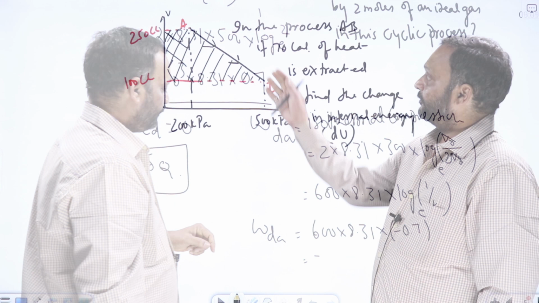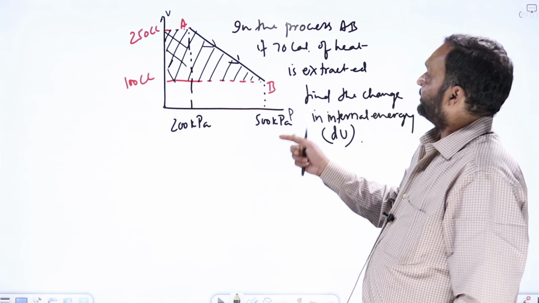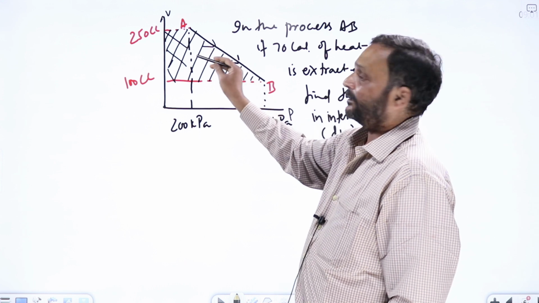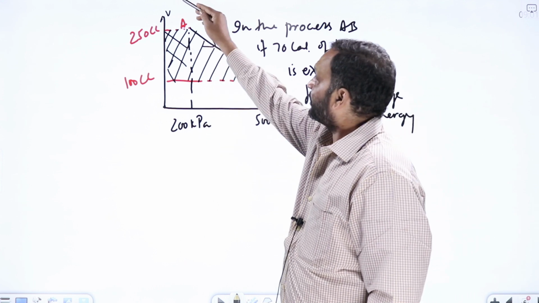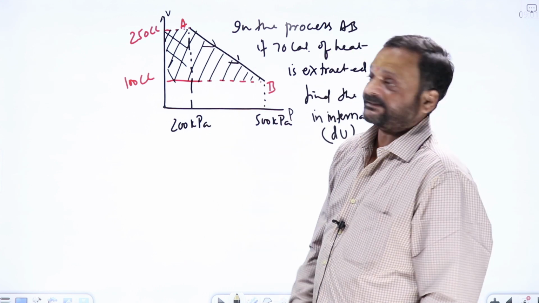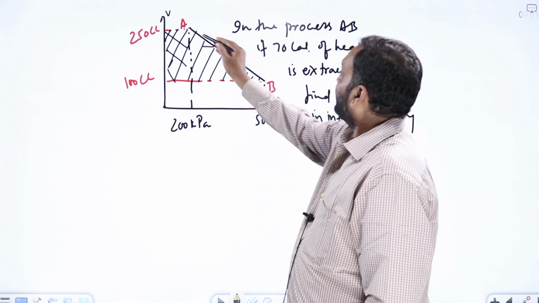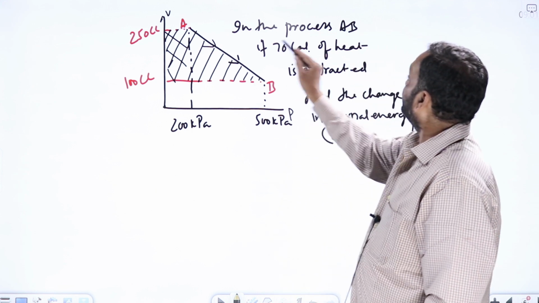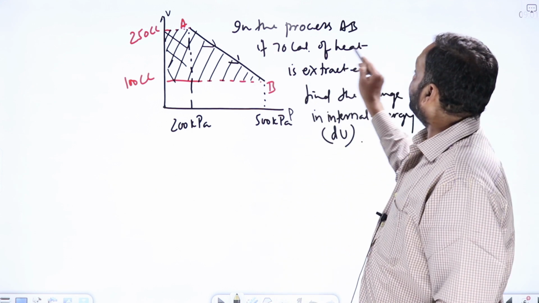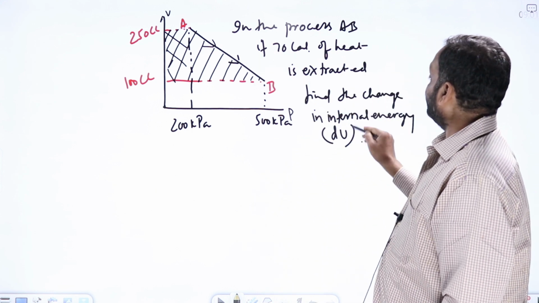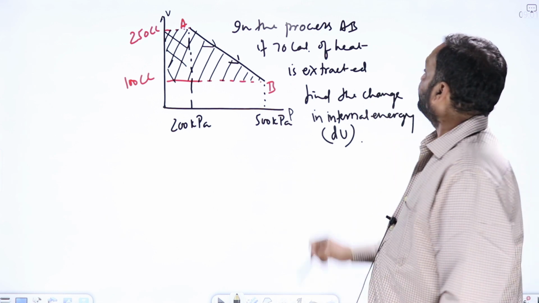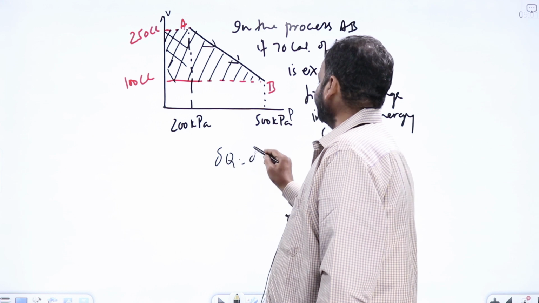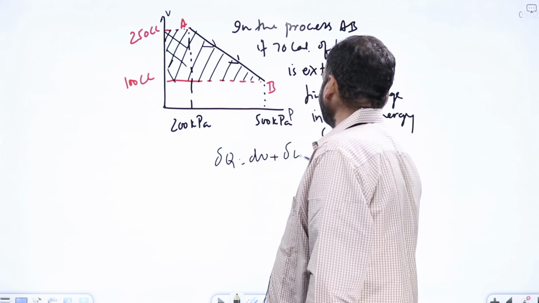Okay, now look at this problem. There is a path given A to B. This is a PV diagram, but with coordinates interchanged. Volume is on the y-axis, pressure is on the x-axis. This process is going from A to B like this. So in the process AB, if 70 calories of heat is extracted, find the change in internal energy. That is the problem. So first law of thermodynamics, as usual, delta Q equal to dU plus delta W.